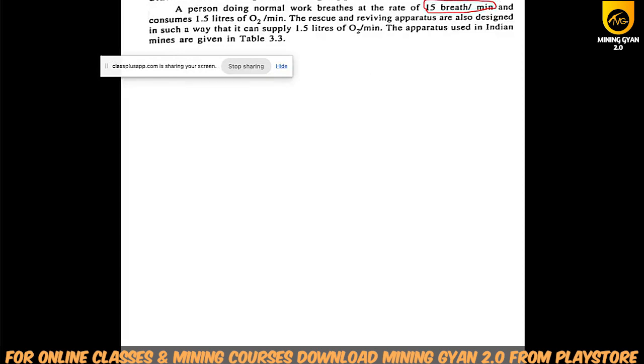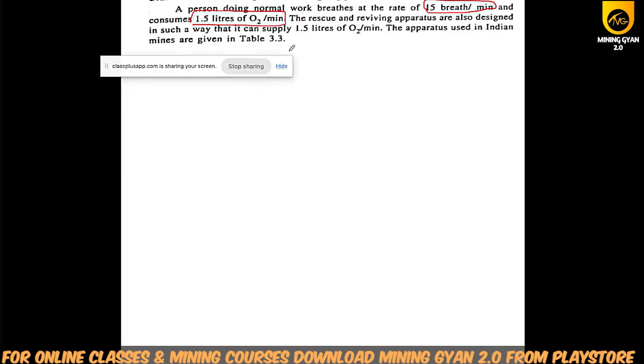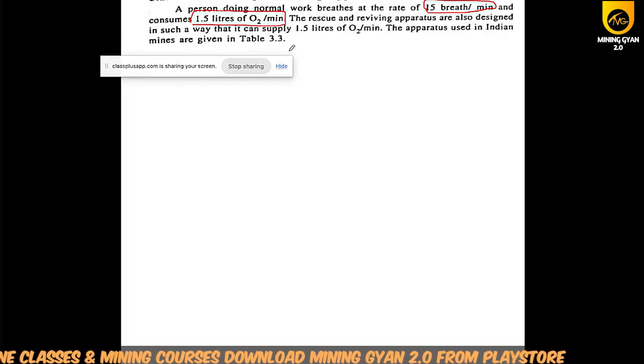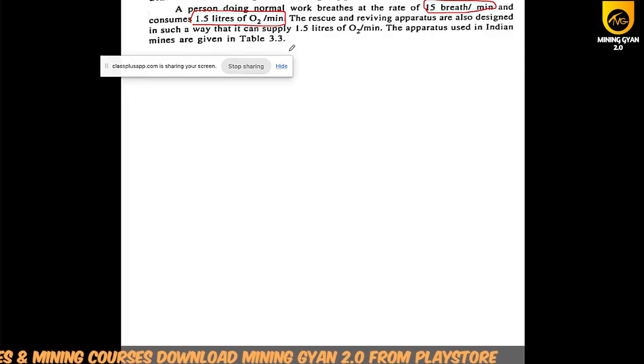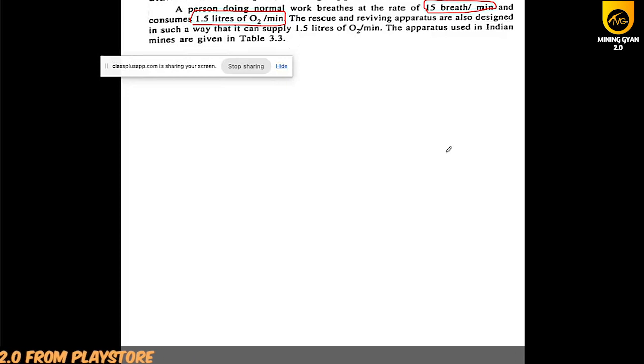Okay, this is the normal situation, and he will consume 1.5 liter oxygen per minute. This is the normal scenario. A person in the normal scenario will take 50 breath per minute, as well as consume 1.5 liter of the oxygen per minute. Okay.